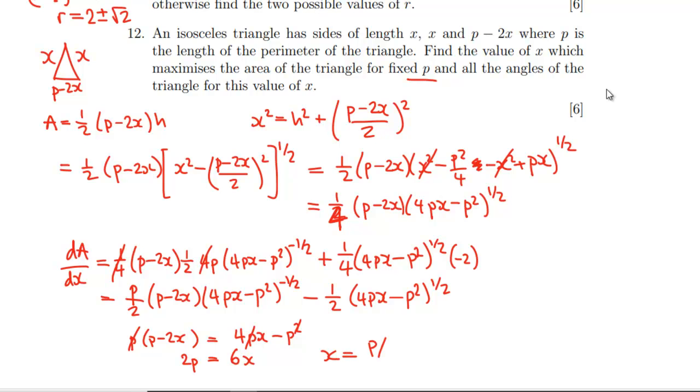X equals p over 3, i.e., oh, that's a relief, equilateral triangle, as in each length is the same, because if we've got p over 3, and then we've got p minus 2/3 of p, so p over 3. Excellent. And all the angles of the triangle, well, they're all 60 degrees. Okay, so that last bit was fine then.